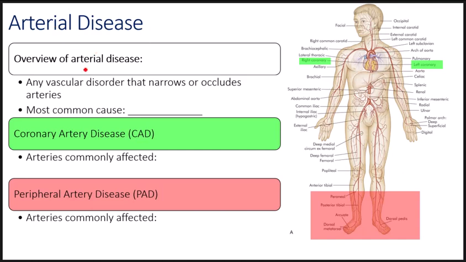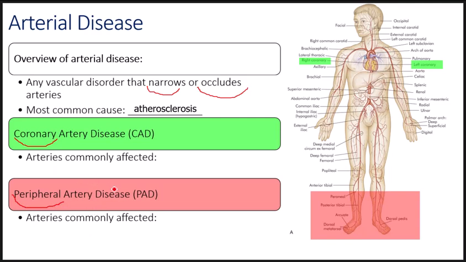Okay, arterial disease, which is really speaking generally about disease of arteries within the body, is going to be any disorder that is going to narrow or occlude the arteries, really causing ischemia. And the most common cause of arterial disease, won't surprise you, and what we've already talked about, is atherosclerosis. There are two main arterial diseases, those that affect the heart, so coronary artery disease, and those that affect arteries in the periphery, called peripheral artery disease.